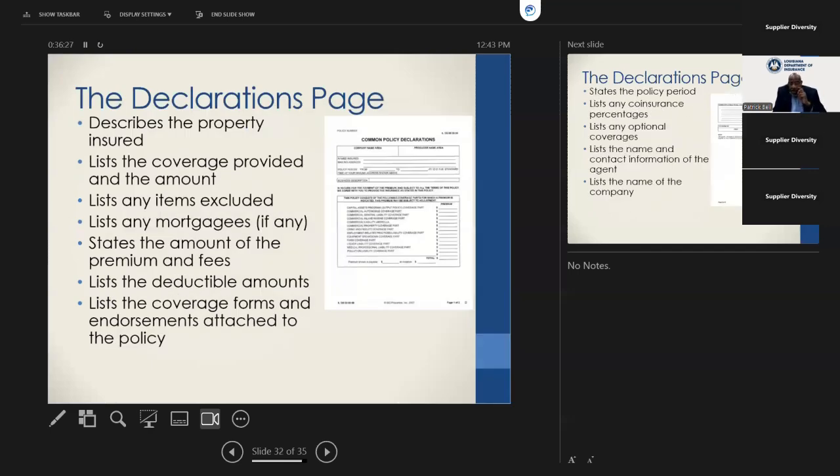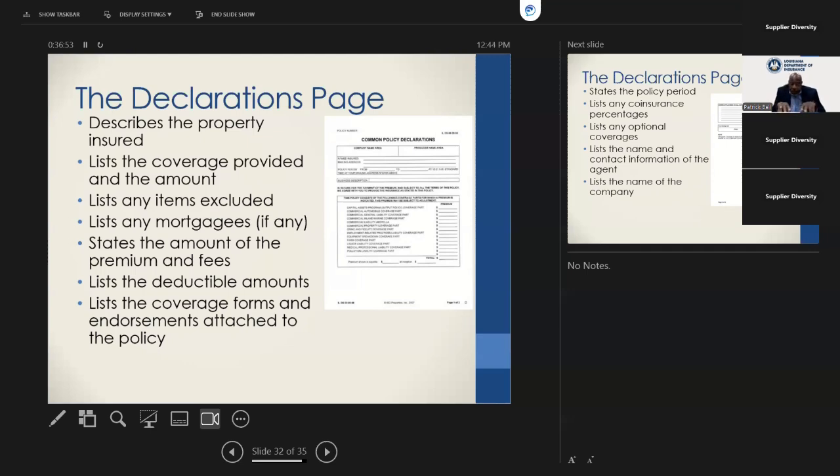Okay, the declarations page, which is a part of the insurance policy, summarizes your coverage. It describes the property that's insured. It lists the coverage that's provided and the amounts. It lists any items that are excluded. Remember, that's one of the areas where people are surprised the most. It lists any mortgagees, if any. It states the amount of the premium and the fees. It lists the deductible amounts. That's the other area where people are surprised the most.